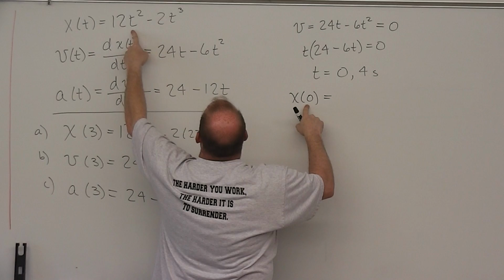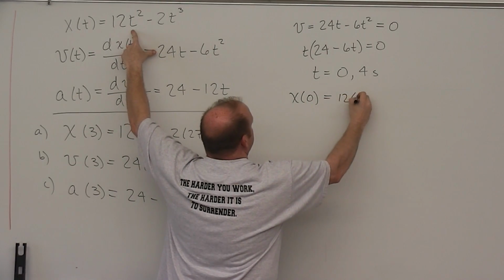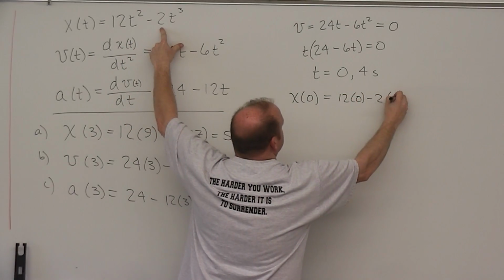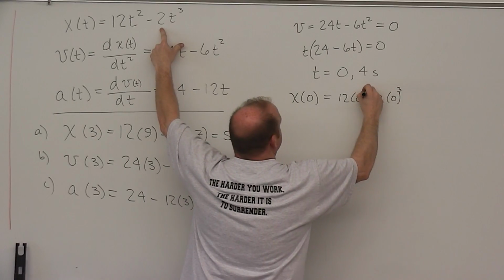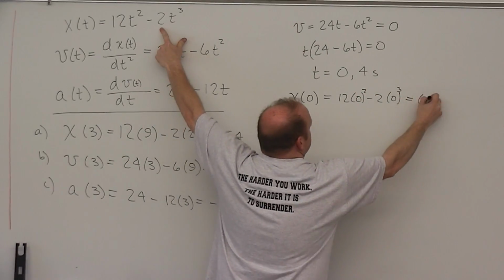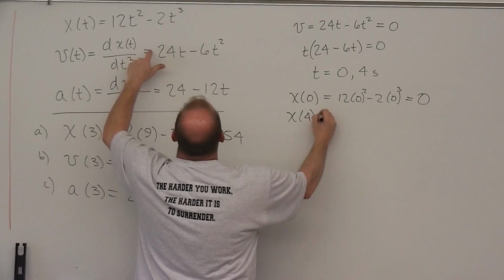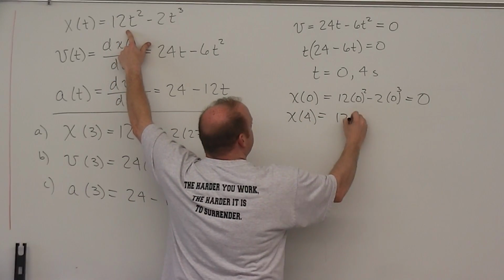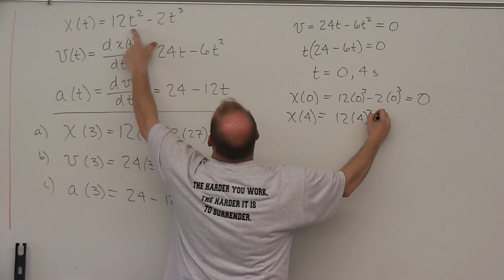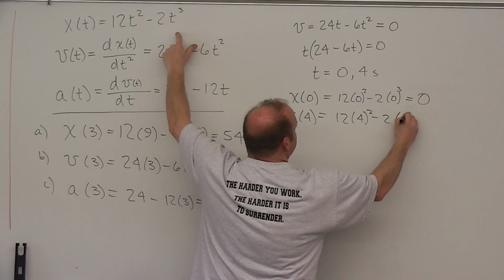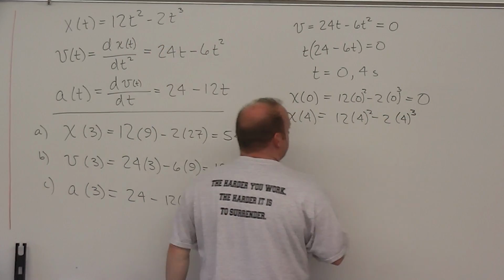At time t equals 0, I've got 12 times 0 minus 2 times 0 cubed. This is really squared. This is just 0. X of 4: this is going to be 12 times 4 squared minus 2 times 4 cubed.